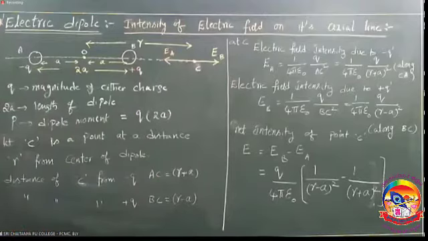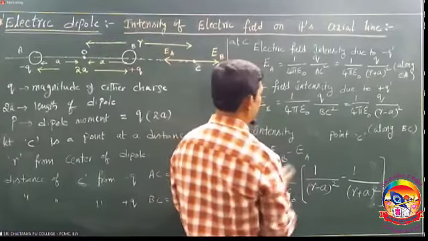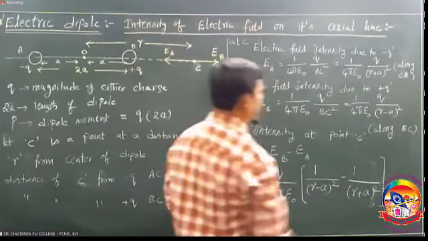Come on, note down or take a screenshot. We have to move 3 more steps. We have 3 more steps. So we write here: net intensity at point C.